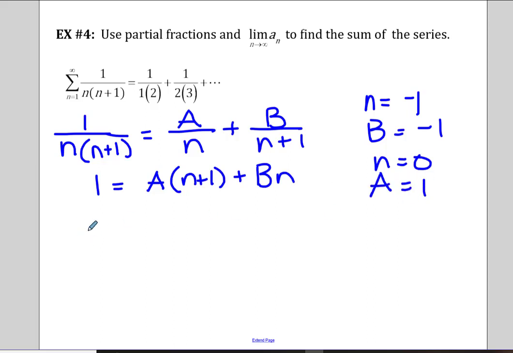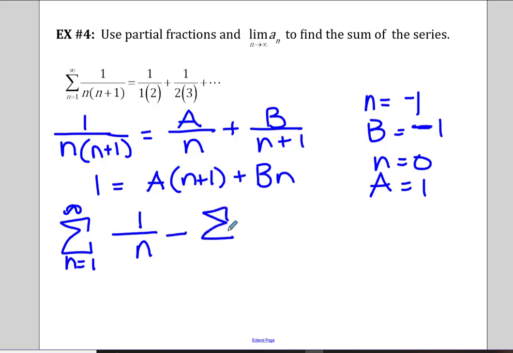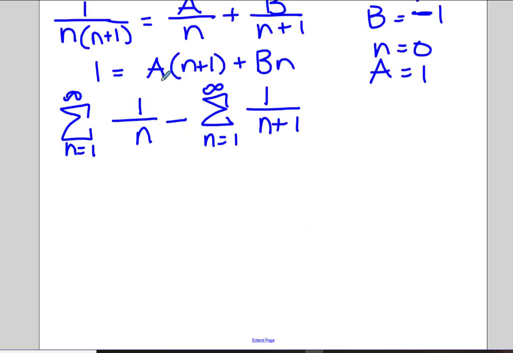That gives us the right to rewrite this summation as two different expressions. This would be 1 over n when a is 1, and then we're going to subtract, from 1 to infinity, 1 over n plus 1 in this second case. And then we want to jump in and start to substitute.